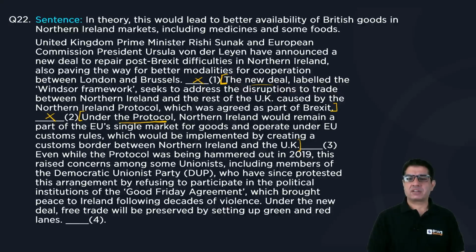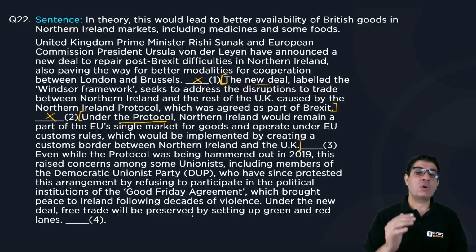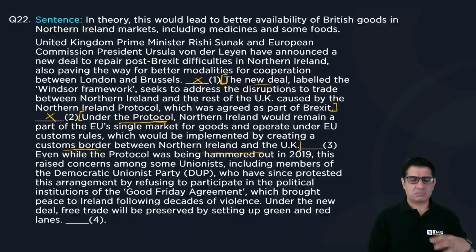So check. If there is a customs border between Northern Ireland and the UK, then it cannot lead to a better availability of the British goods in the Northern Ireland, isn't it? Right? See this? A border, after all, will be a separation. It will be an additional barrier. So it cannot lead to better availability of British goods.